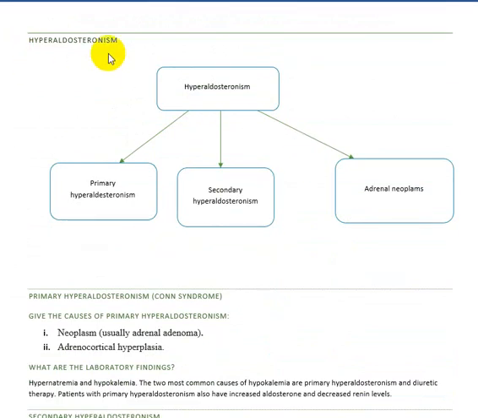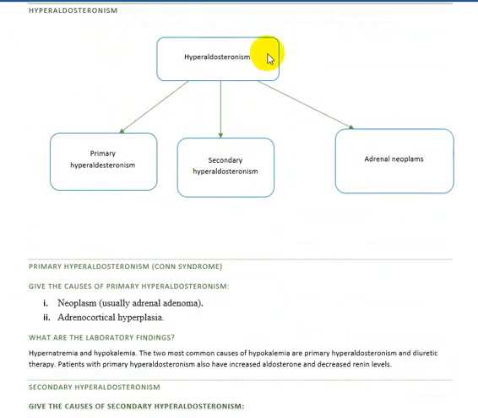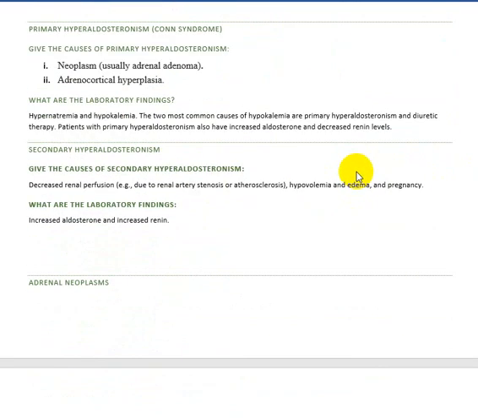Now, hyperaldosteronism. The hyperaldosteronism is divided into three parts. We have primary hyperaldosteronism, secondary hyperaldosteronism, and adrenal neoplasm. Primary hyperaldosteronism is called Conn syndrome. The causes of primary hyperaldosteronism are neoplasm and adrenal cortical hyperplasia. The neoplasm is usually an adrenal adenoma.